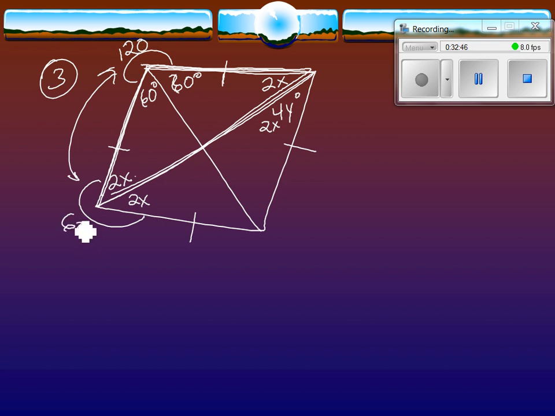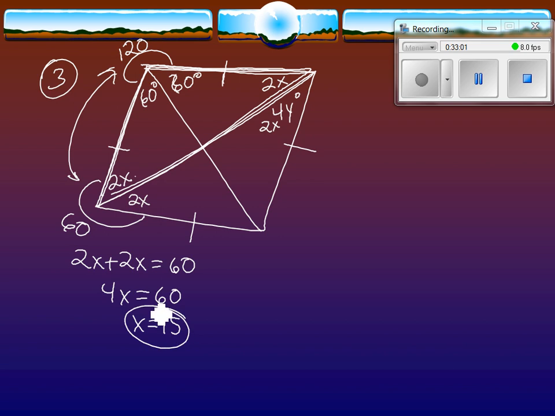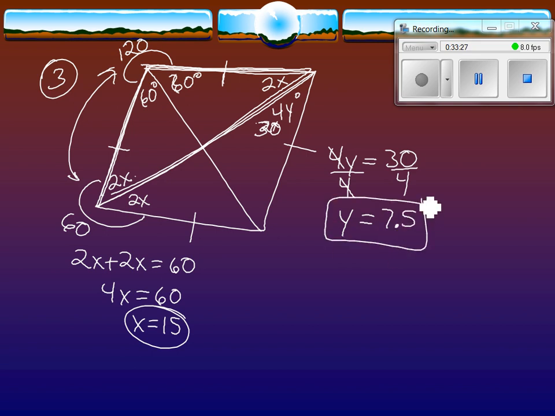Now what equation can we set up? 2x plus 2x equals 60. So 4x equals 60. And then 60 divided by 4 equals 15. So x equals 15. Now what'd you tell me about 2x and 4y? They were the same. So, well, we now know that x is what? 15, so we can just plug that in, which means 2 times 15. 30. So 4y has to equal 30. How do you solve that? What's y equal? 7.5, 7.5. Is that our answer? Yep.